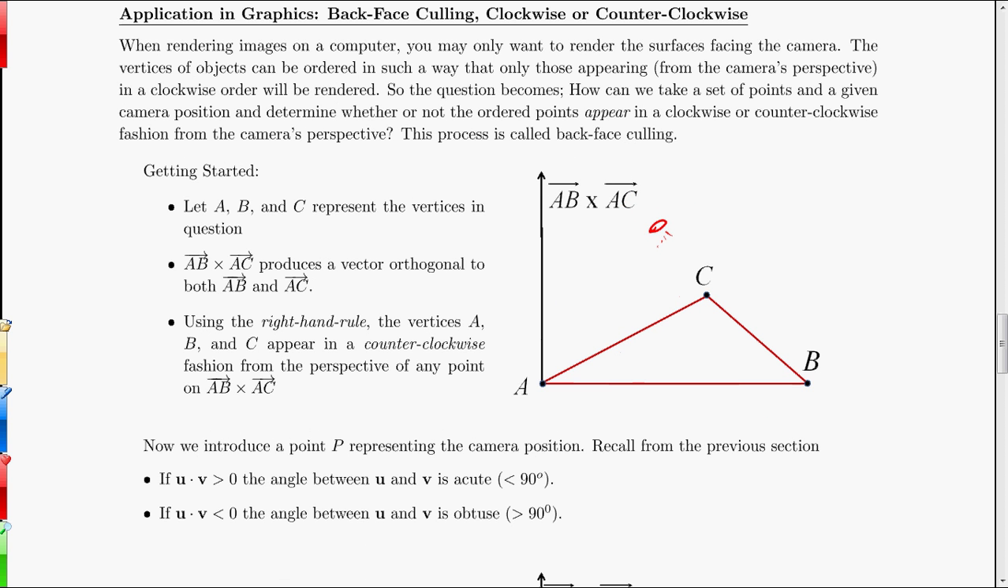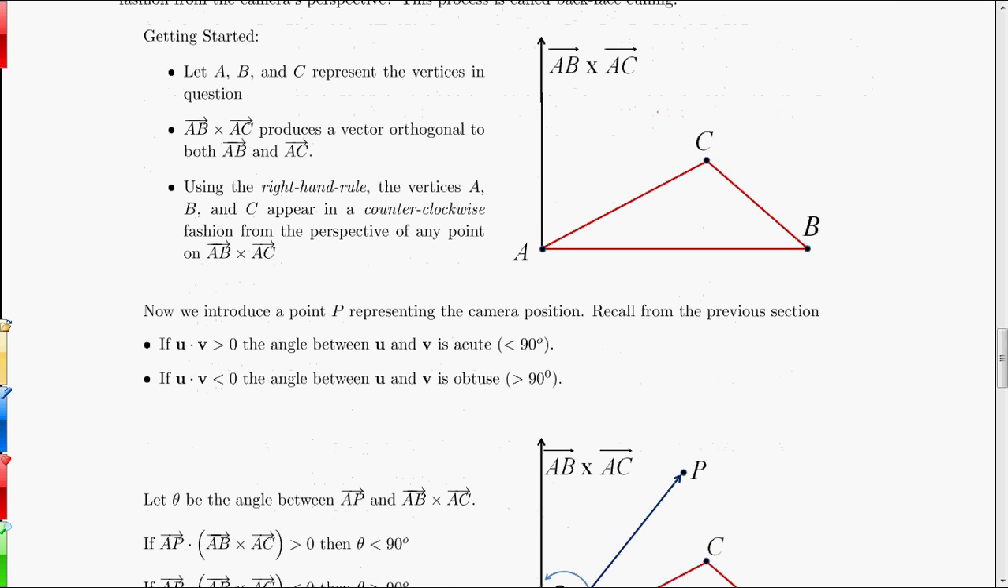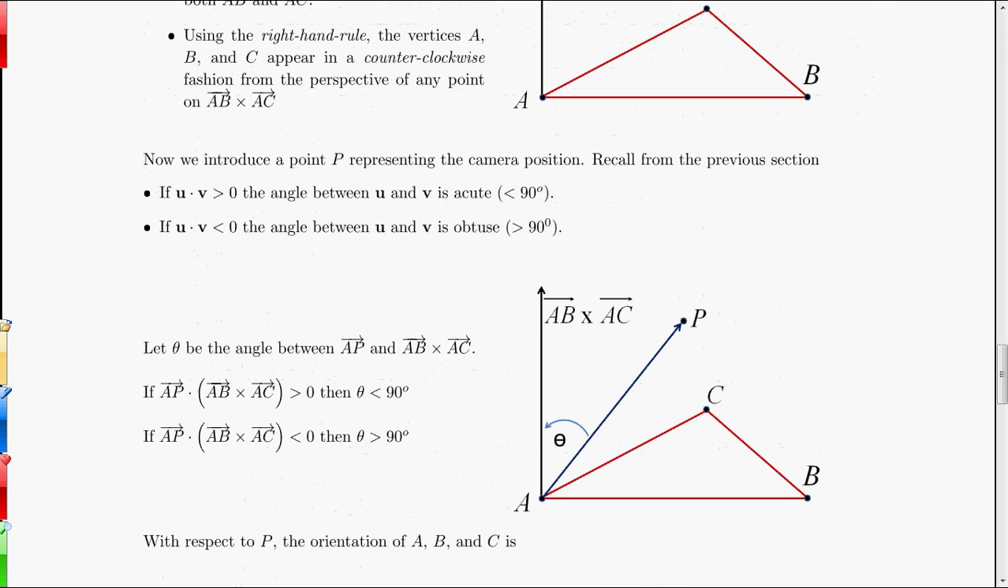So now I put in my point P, and I'll scroll down to the next picture. My point P will be the camera. Suppose that's my camera right there. There's something worth remembering from chapter 2.3 with regards to the dot product. If you take the dot product of two vectors and that value is positive, then the angle between them is less than 90.